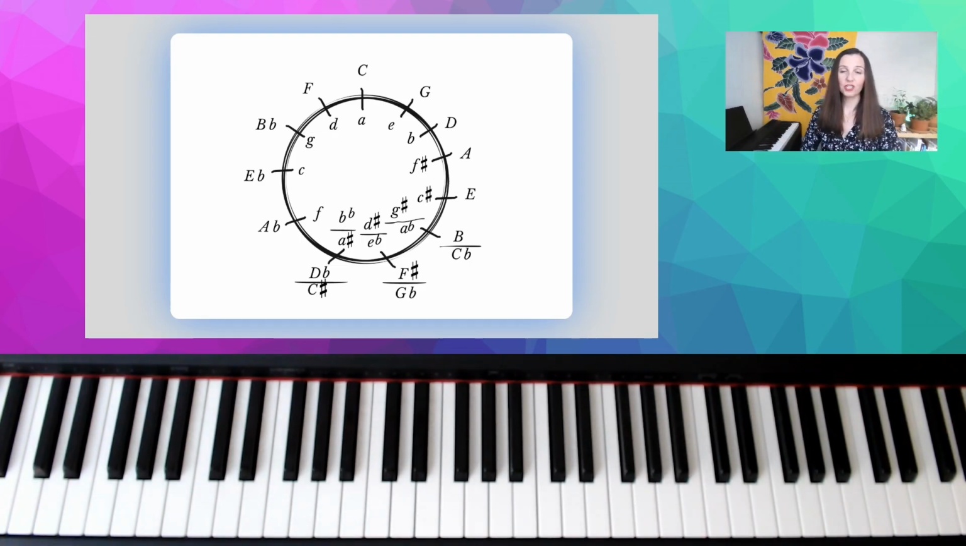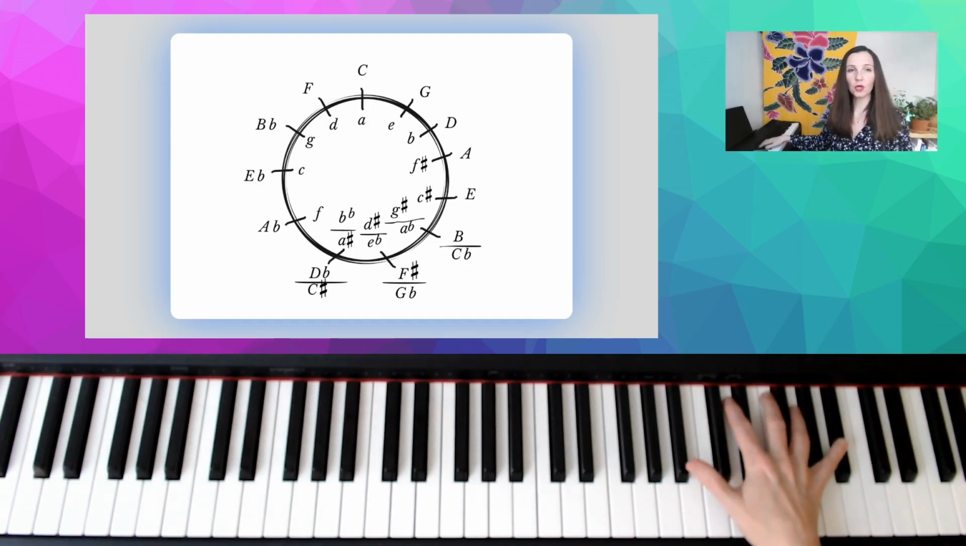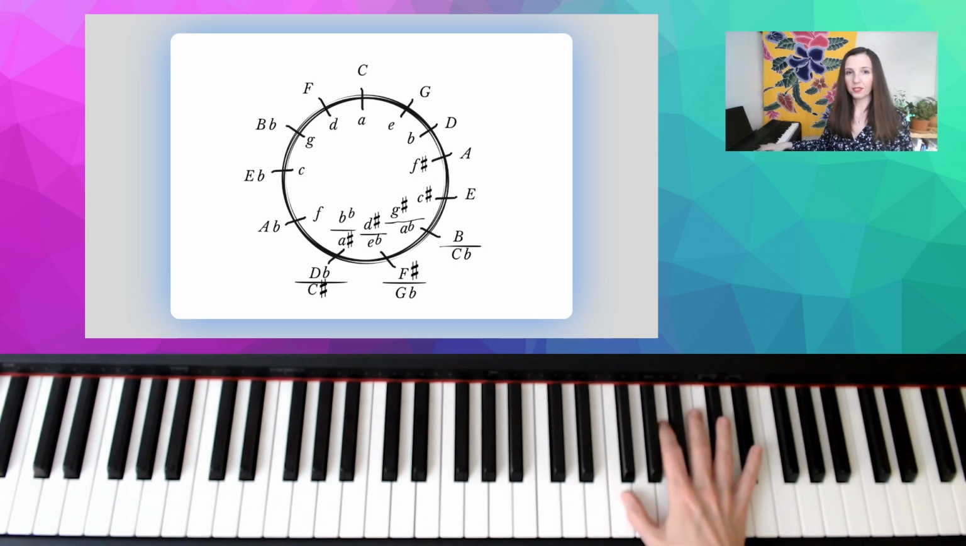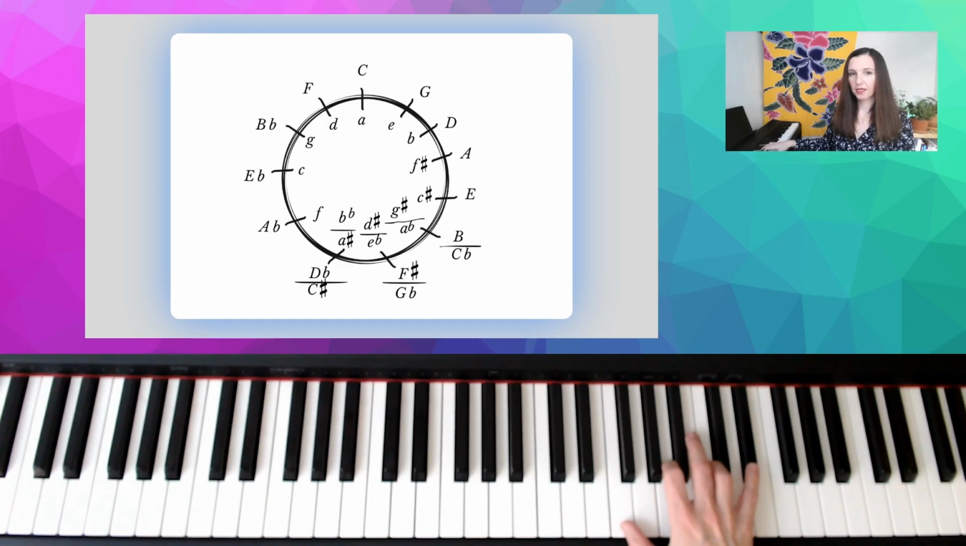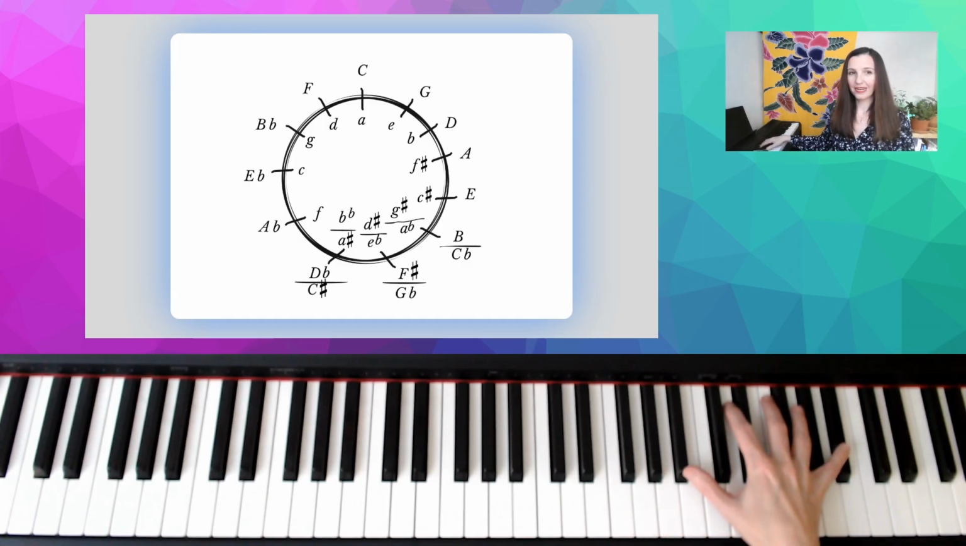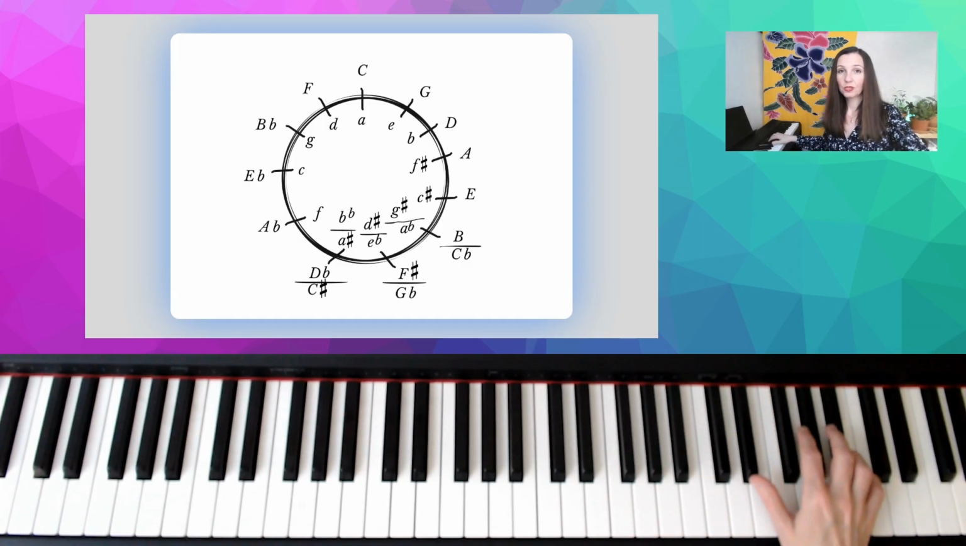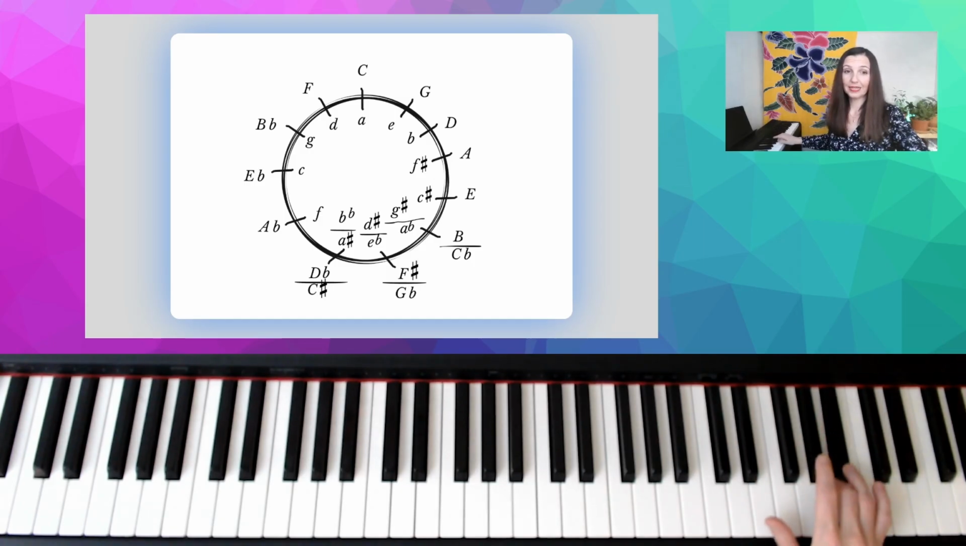The next major has 2 flats, the B flat major. I'm looking for my tonic triad, and then the dominant 7th chord in this key. Ready? 1, 2, 3.